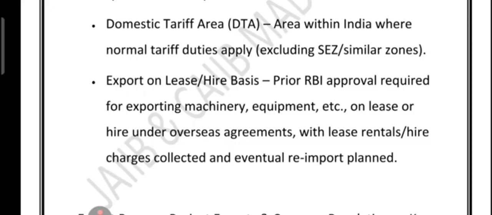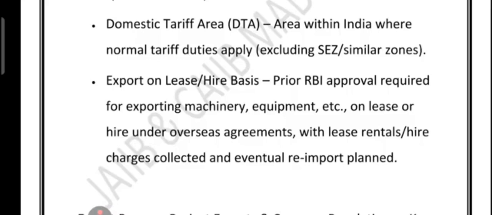So what is the meaning of slow to produce export? Some goods take long time to make, like specialized machinery. So your bank can allow you to take advance payment if the export agreement clearly says so. That is called slow to produce export. Trade fair we talked about, that if you are participating in a trade fair abroad, you can take goods for display and sale without needing RBI approval.